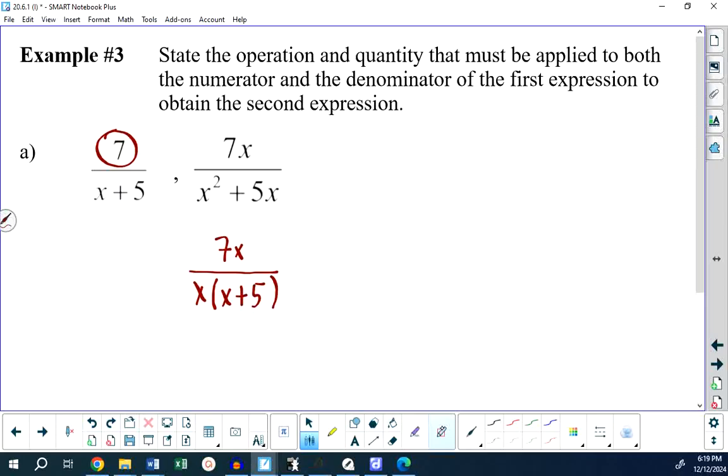The bottom of the first expression has x plus 5. The bottom of the second expression has x times x plus 5. There's an additional factor of x in the numerator and denominator. So the answer to this question is you're multiplying the top and the bottom by x.